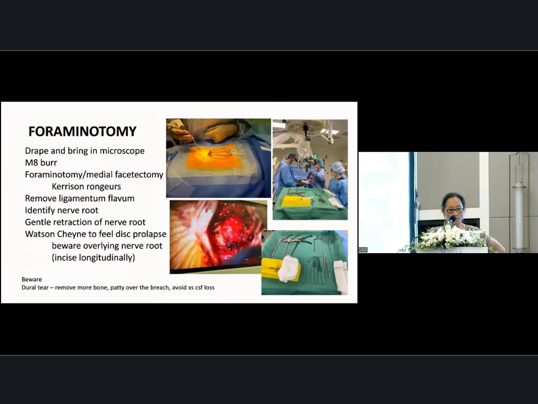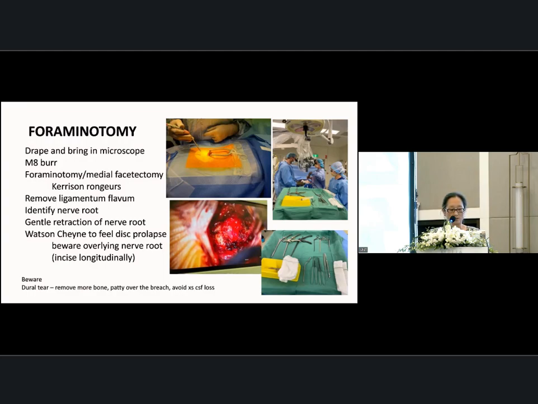So then we do the foraminotomy. We drape and bring in the microscope. I use an M8 burr to do the foraminotomy. I always do a medial facetectomy, purely so that I can get lateral to the nerve root, and I'm not having to retract hard on the nerve root to get to the disc prolapse, particularly if it's a large one.